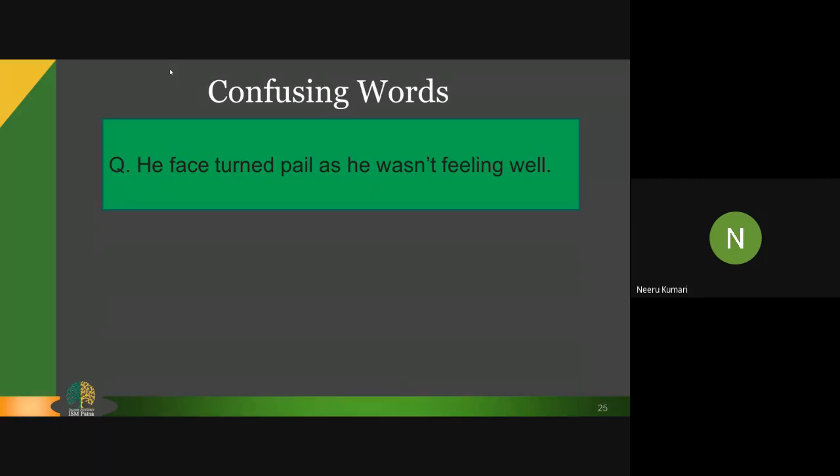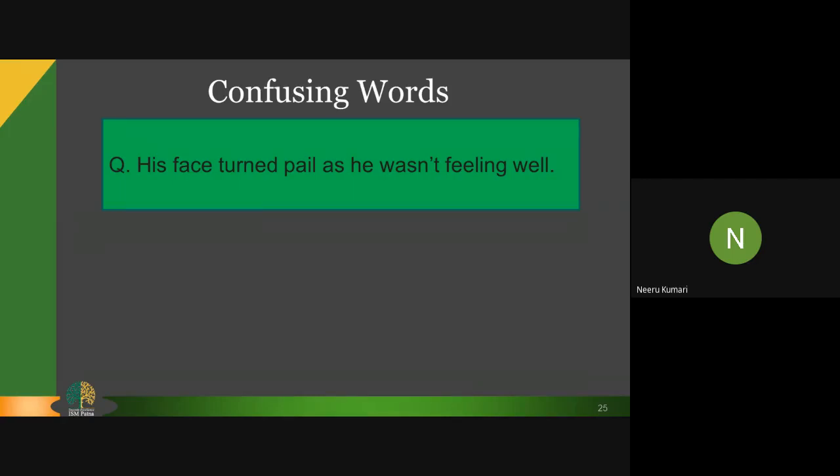I'm sorry, it should be "his face" instead of "he face turned." Let me correct this first so that it becomes easy for you all to see. So you can see here, his face turned pale as he wasn't feeling well.